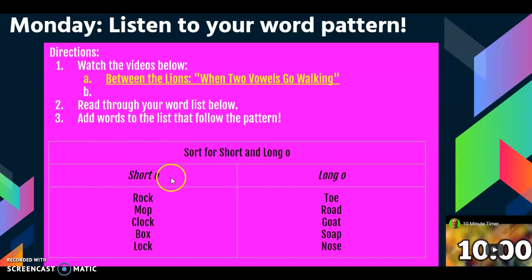So if we look at our short O again, we have rock, mop, clock, box, and lock. Now let's look at our long O. We have toe, road, goat, soap, and nose. And remember, if you say these words slowly and stretch them out, you'll be able to identify if it's a short O or if it's a long O.